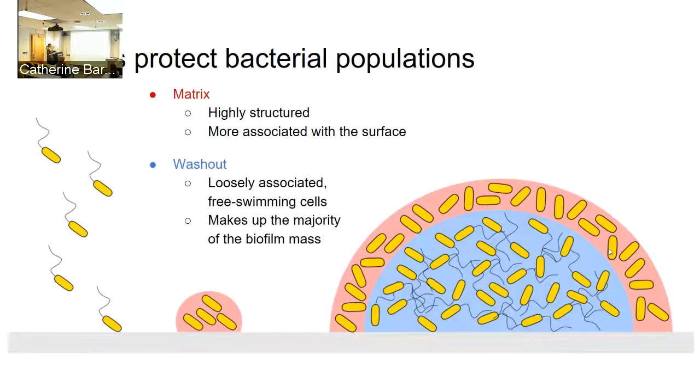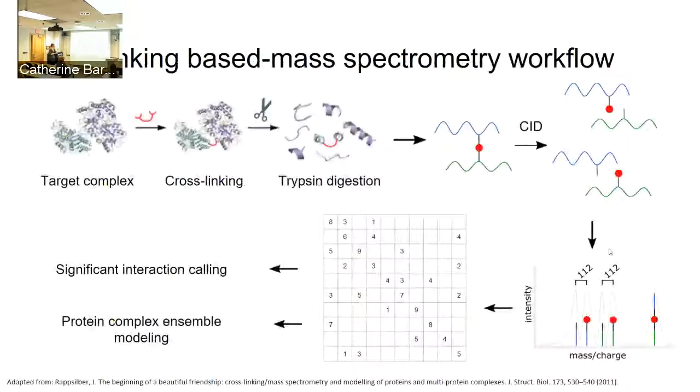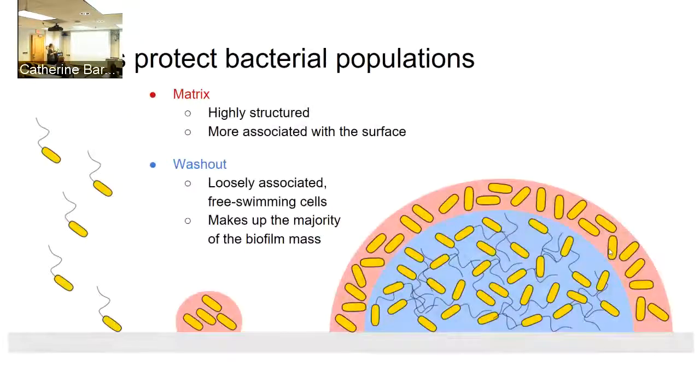And then we also have this washout fraction, which is underneath the matrix, and these are more loosely associated free-swimming cells. These have flagellar components, whereas the ones in the matrix typically don't have any at all. And this actually makes up the majority of the biofilm mass. Okay, so before I actually go through that, does anyone have any questions on this background portion on the model organism that we're looking at?